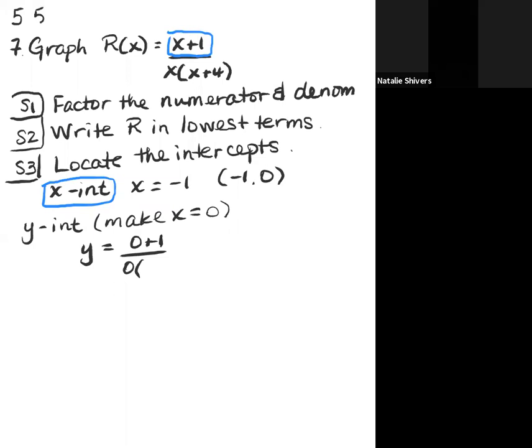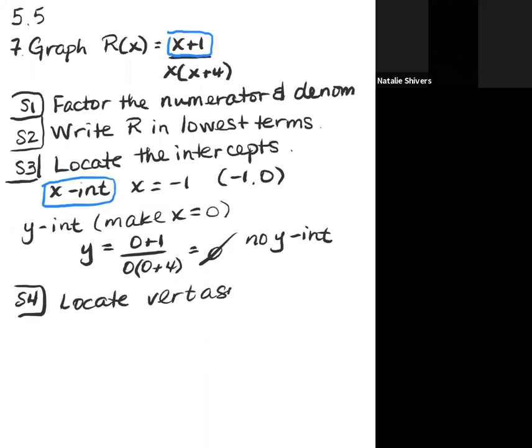Okay, 0 plus 1 over 0 plus 4 times 0. Look what happens there, I get 0 on the bottom. We can't have that, so there's no y-intercept, which likely means that there's an asymptote. Step 4, locate vertical asymptotes. Back to the last section.